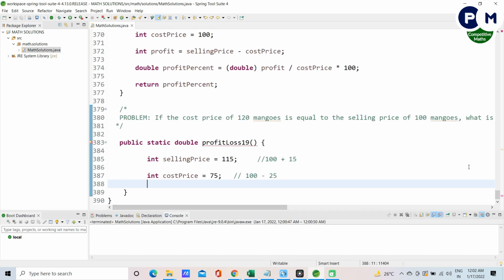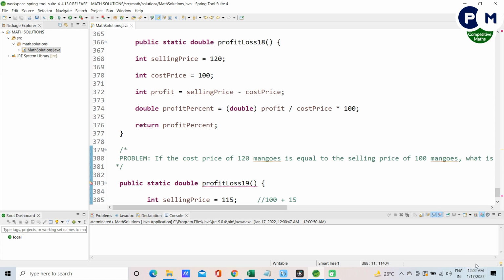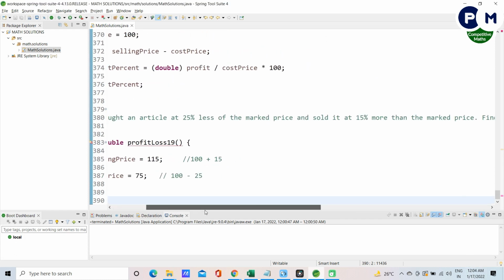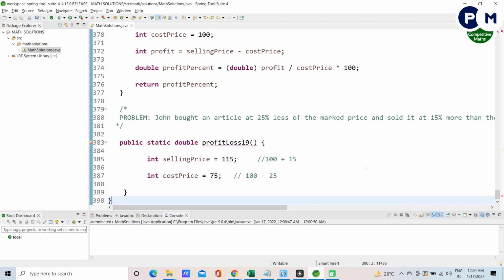Here is the problem statement. I am going to define a new method for determining the profit percent for earlier solved problem 2. Define the selling price and cost price member variables and initialize them.